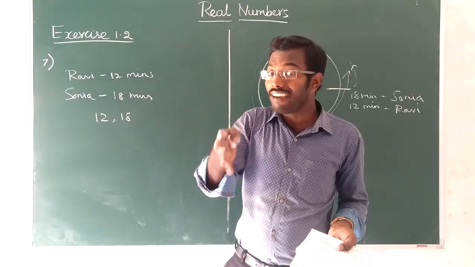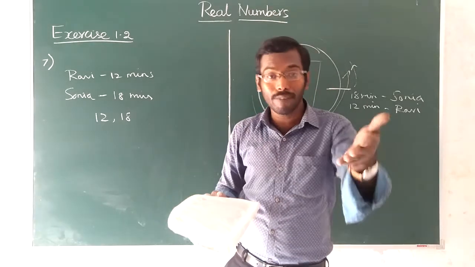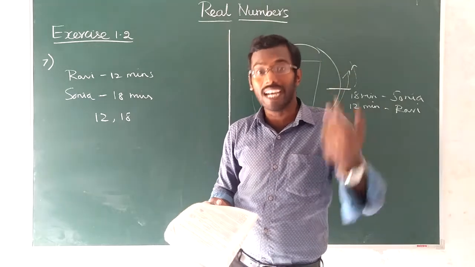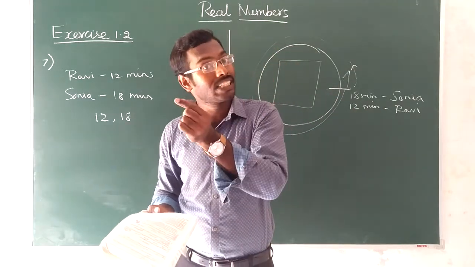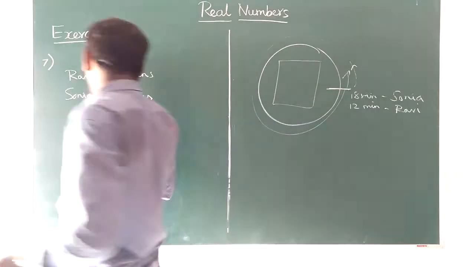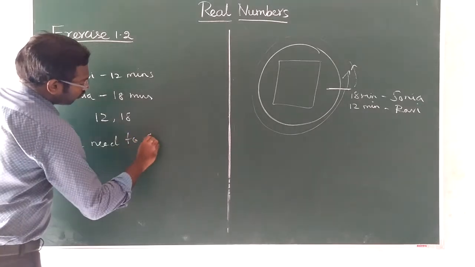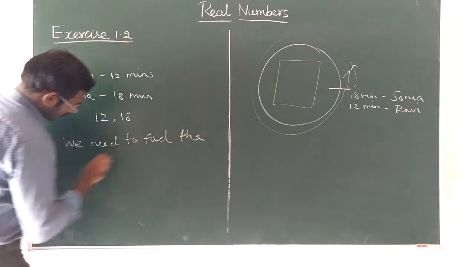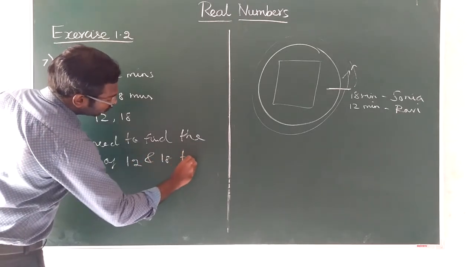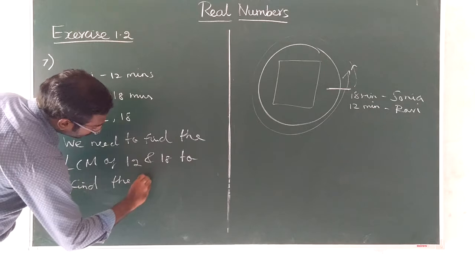So you have to find the minimum time in which they can meet again. After how many minutes they will meet again means you have to find the minimum time taken by them to meet again. So minimum means LCM or HCF? Minimum means LCM. Therefore it's very simple. We need to find the LCM of 12 and 18 to find the answer.